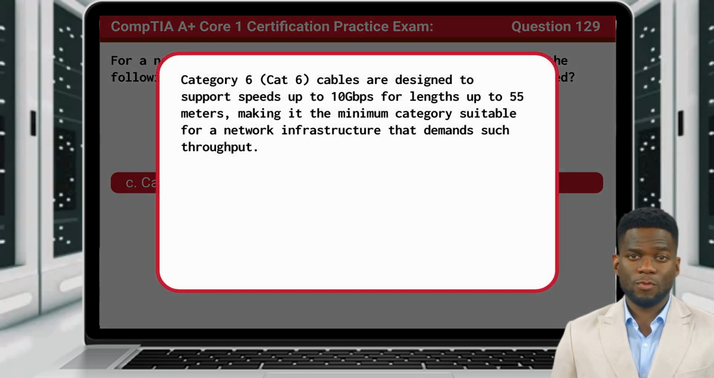Category 6 cables are designed to support speeds up to 10 gigabits per second for lengths up to 55 meters, making it the minimum category suitable for a network infrastructure that demands such throughput.